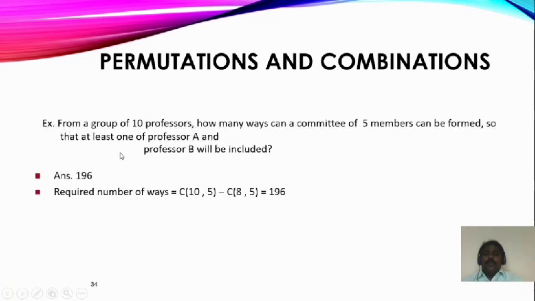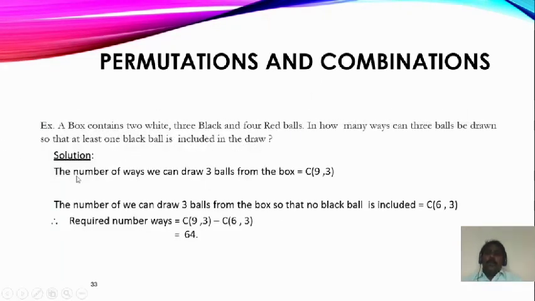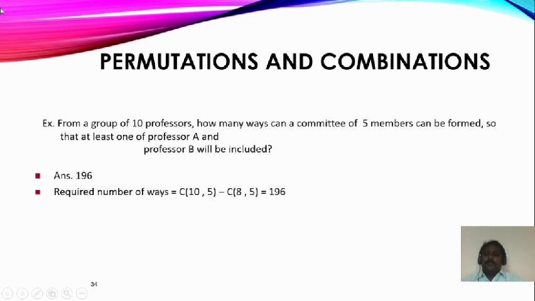He has given another problem here. A box contains 2 white, 3 black and 4 red balls. He has asked: in how many ways can 3 balls be drawn so that at least one black ball is included in the draw? The number of ways of drawing 3 balls is 9C3. So the number of ways is 9C3 minus 6C3, which is equal to 64. 64 is the answer for the given problem.